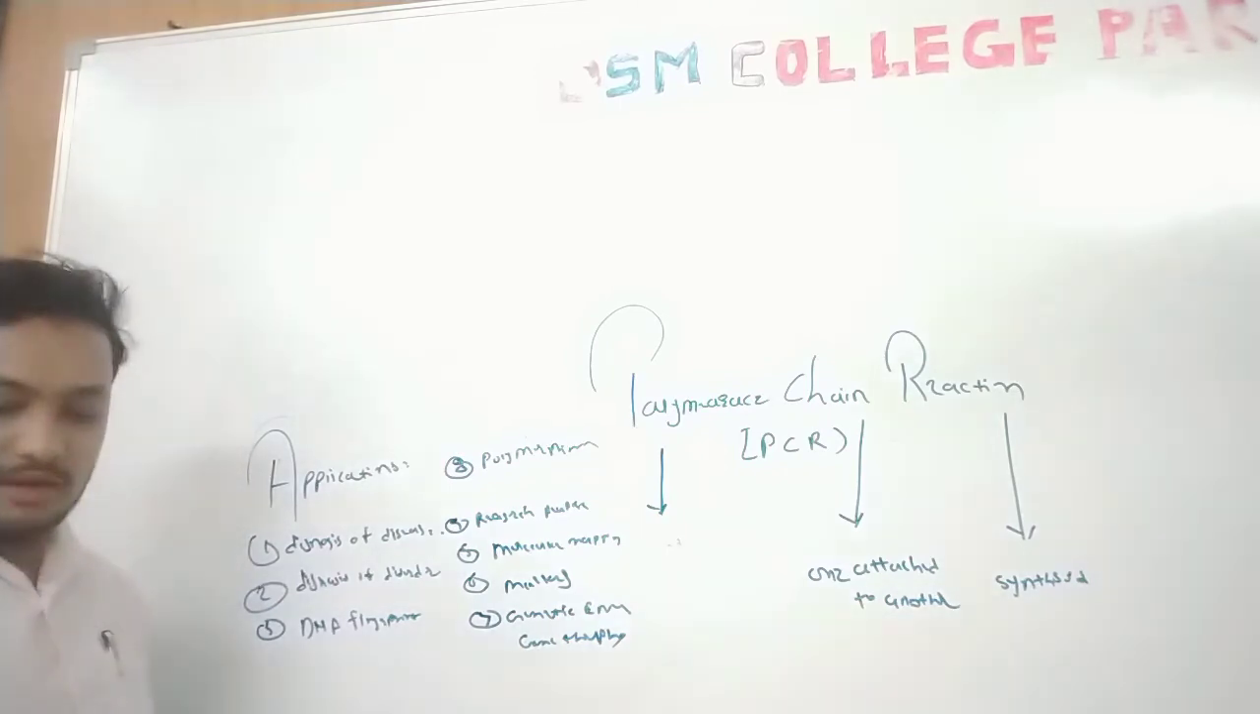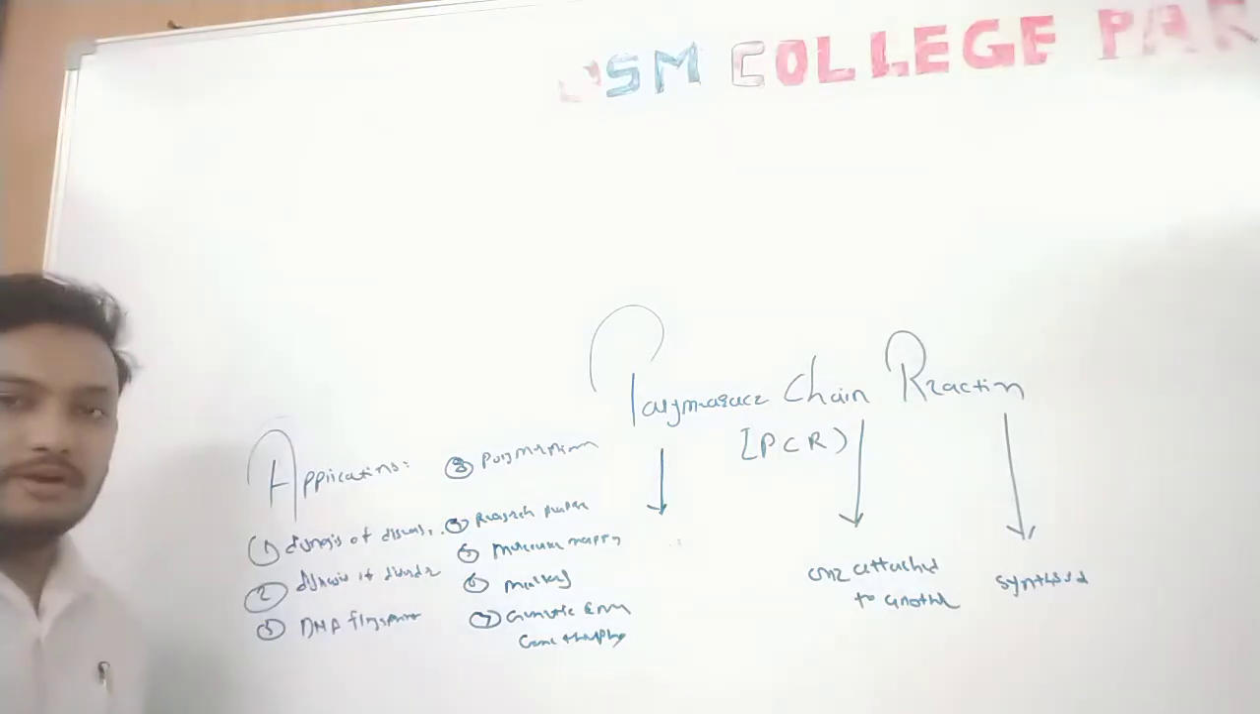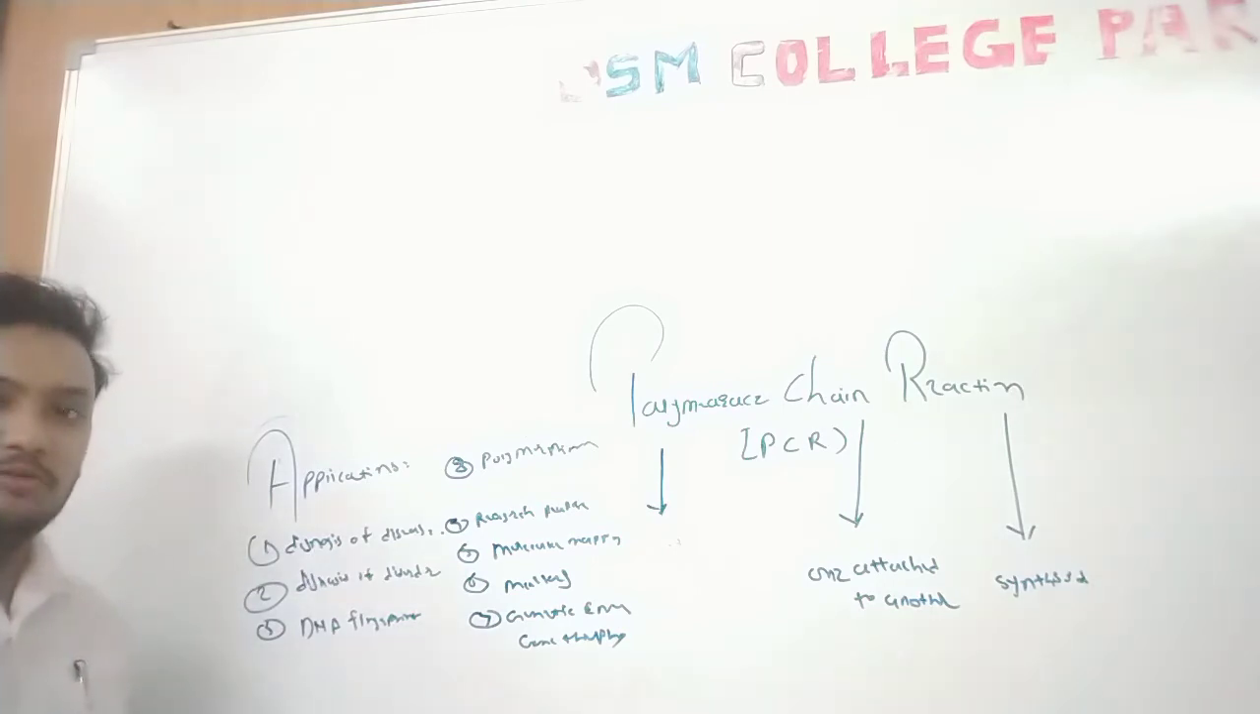There are different types of polymerase chain reactions: immuno PCR, hot start PCR, colony PCR, nested PCR, site-directed mutagenesis, inverted PCR, TaqMan PCR, and the various types of RT-PCR. These are the types of the polymerase chain reaction.